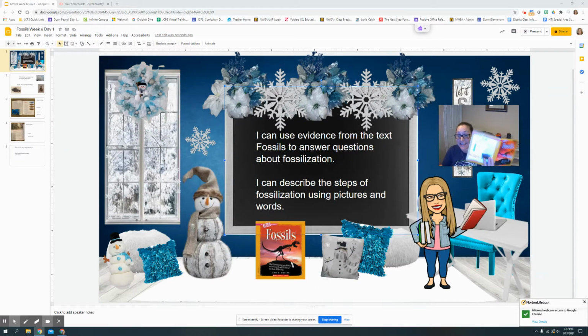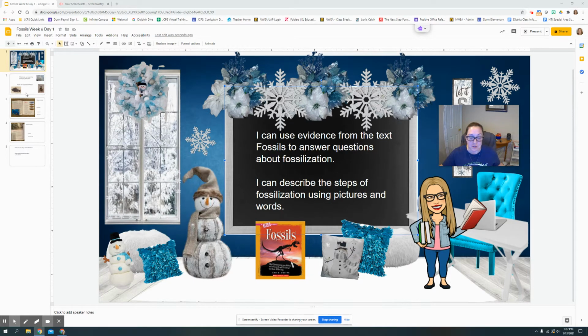You guys, this book, I am so enjoying this book. I have learned so much about fossils, and I'm really excited to share some of this stuff with you today. Today, we're going to use evidence from this text, fossils, to answer questions about fossilization, and we're going to describe the steps of fossilization using pictures and words. Remember, fossilization is how a fossil becomes a fossil.